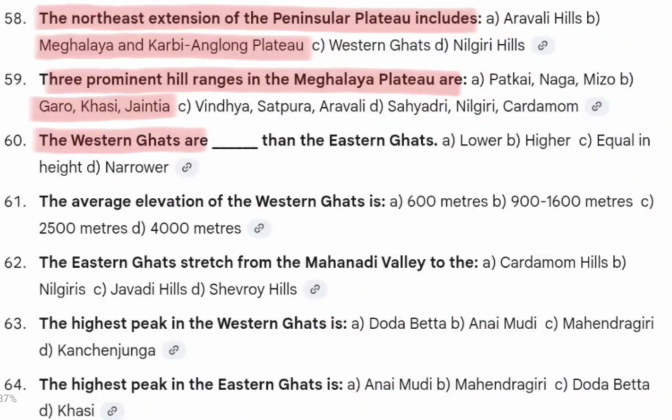The Western Ghats are higher than the Eastern Ghats. Most of the rivers in the peninsular plateau flow from Western Ghats to Eastern Ghats. Next question: the average elevation of the Western Ghats is higher, so 900 to 1600 meters.